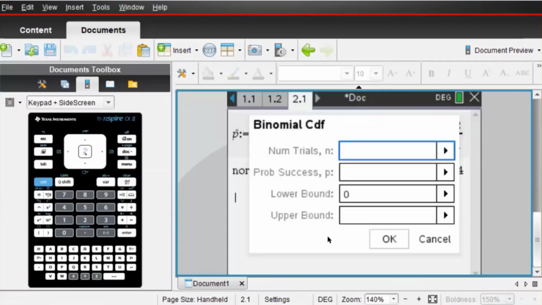What's N? N is 121. What's my probability of success? This time I'm using 0.9. What's my lower bound? My lower bound was 0 up to, now this is where it gets interesting. Normally in a binomial CDF, you'd expect these values to be integers, but you can type in decimals here. So the upper bound can be 102.85.